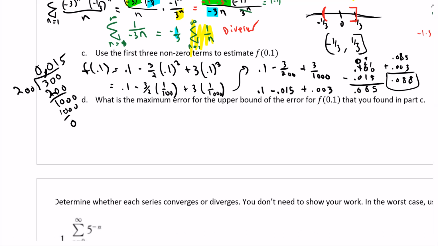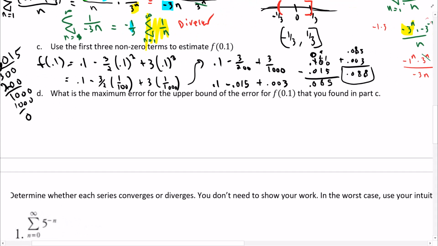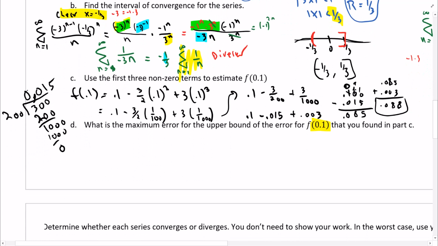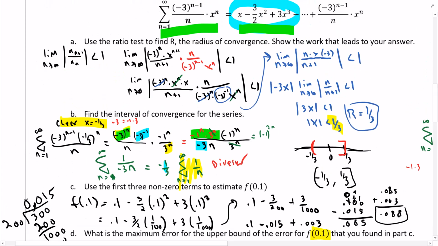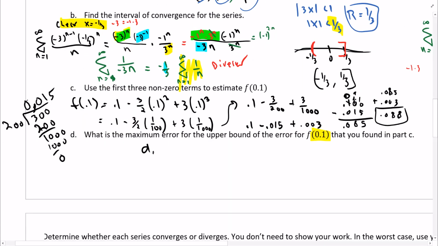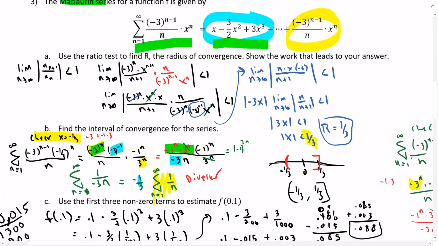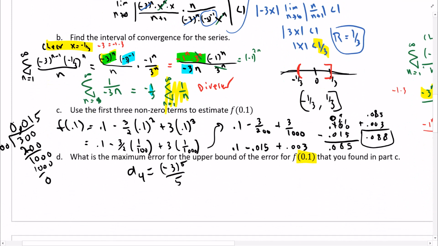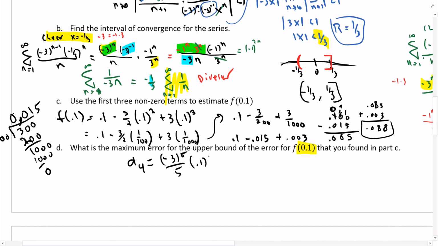Next, it asks, what is the upper bound for the error for 0.01? Since this is an alternating series, it goes back and forth, so the maximum error just occurs for the next term. We use the first 3 non-zero terms, so that 4th term will give us the maximum error. Plugging in 4, we get negative 3 to the 5th over 5 times x to the n, which is 0.1 to the 5th.